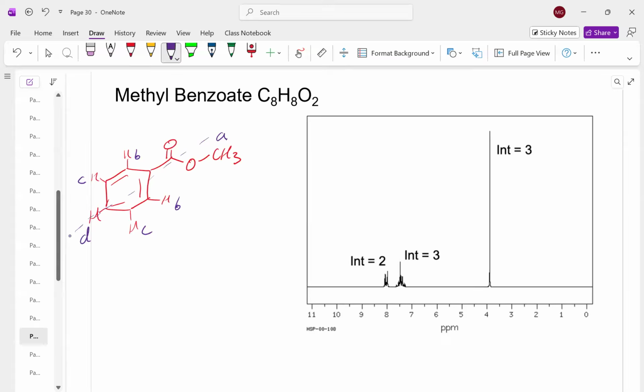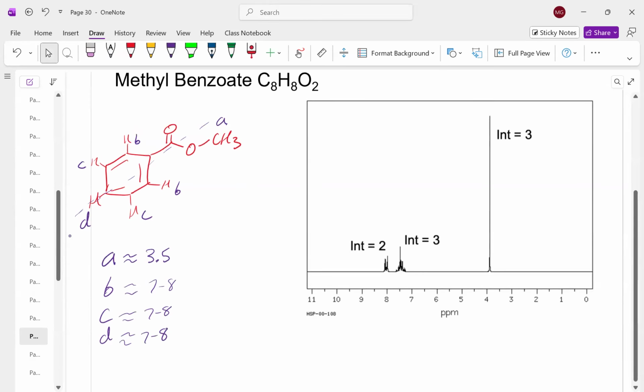Now let's do some predicting. First of all, let's predict some approximate chemical shifts. So A, the chemical shift should be, well, it's next to an oxygen. It's also, one more down is a carbonyl. So I'm going to say probably a little bit higher than 3.5, but let's start at 3.5 and see. And then B, C, and D should probably be somewhere around 6 to 8. I'll just say 7 to 8 here. It's typically where benzene hydrogens are. So that's where they should show up.